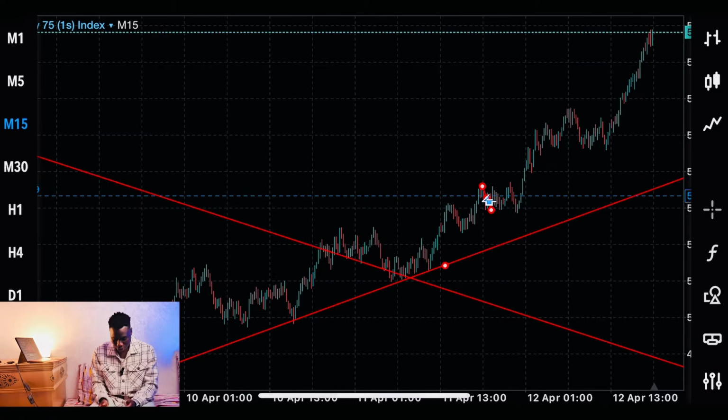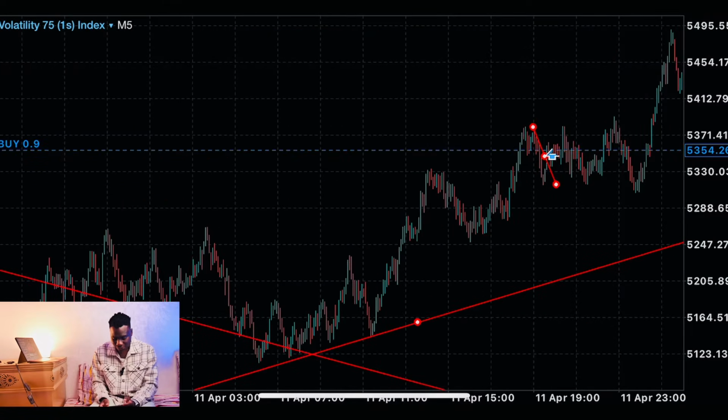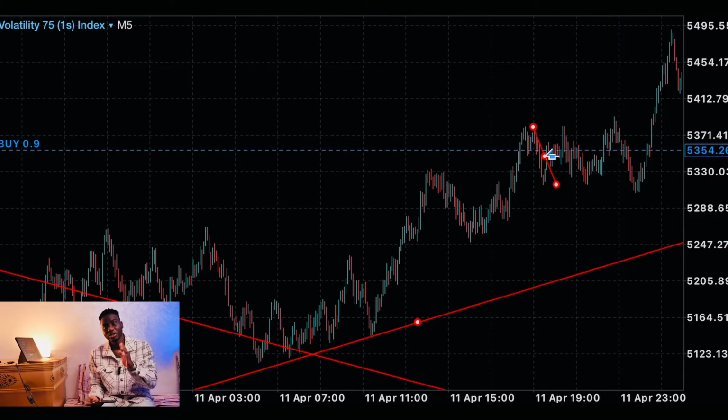Very easy. You go to the lower time frame. If you want to get your entry, the entry to any trade you want to take, it must start from the lower time frame. Your entry must be at the low. If you're analyzing your entry from the higher time frame, that's very bad.